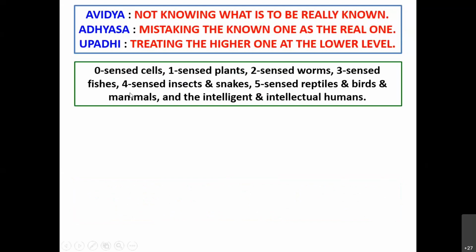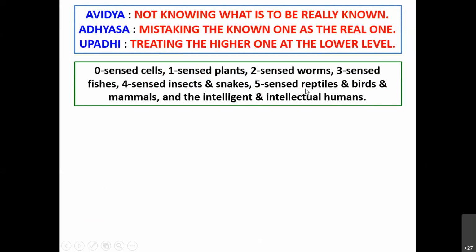Zero sensed cells, one sensed plants, two sensed worms, three sensed fishes, four sensed insects and snakes, five sensed reptiles and birds and mammals, and the intelligent and intellectual humans. We have five senses: Shabda, Sparsha, Rupa, Rasa, Gandha. Along with that, we have the ability of speech. We have the ability to enhance the skills.